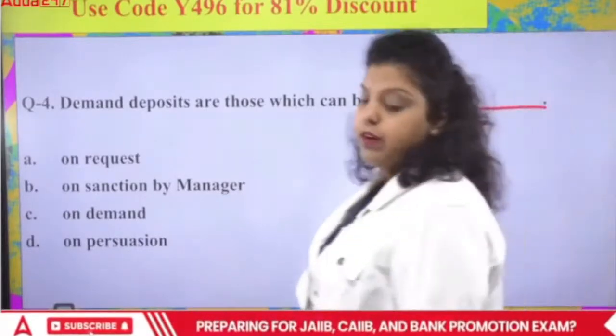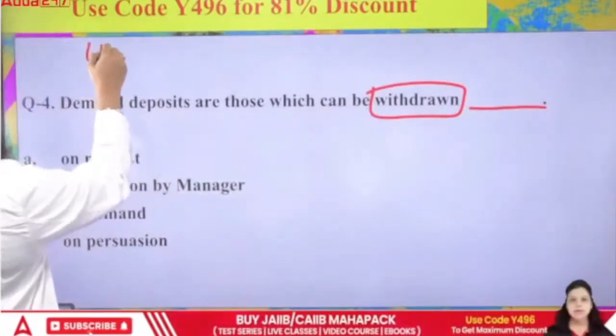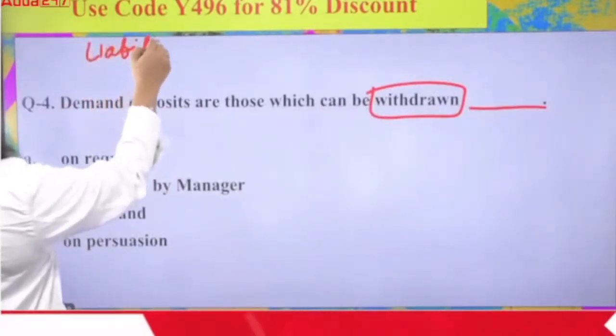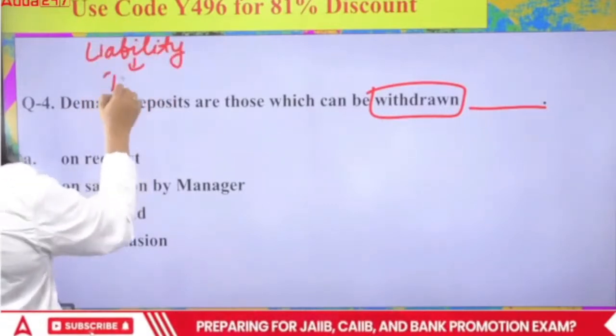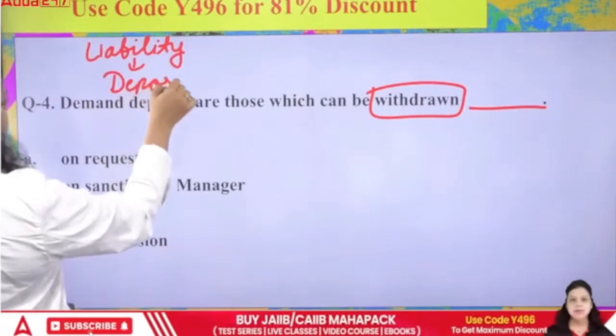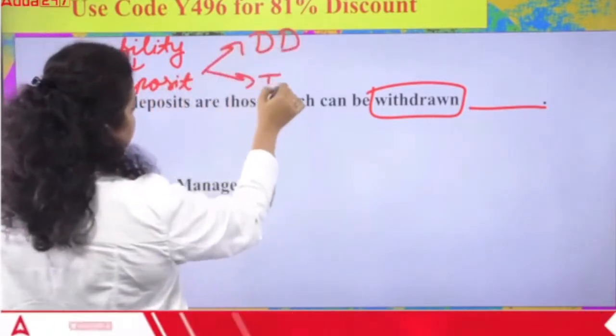So which of the following is correct? Deposits are known as the liability of a bank. Deposit is known as what? Liability of a bank. And the deposit is of two types. First one is your demand deposit and the second one is your term deposit.